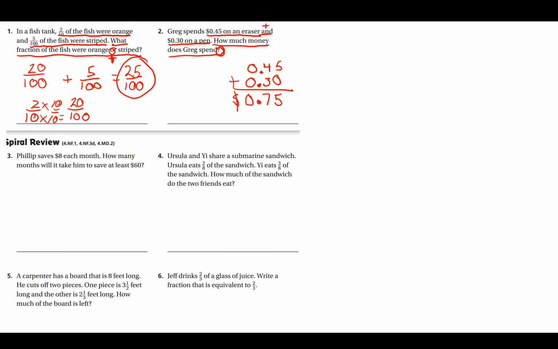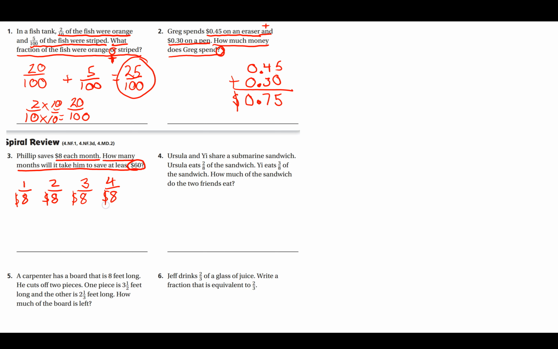All right, let's look at number 3. Philip saves $8 each month. How many months will it take him to save at least $60? Okay, so we can just start writing months. So in the first month, he saves $8. In the second month, he saves another $8. So how much money has he saved now? Well, 8 plus 8 is 16, but we need to save at least 60, so I got to keep going. The third month, he saves another $8. Fourth month, he saves another $8.